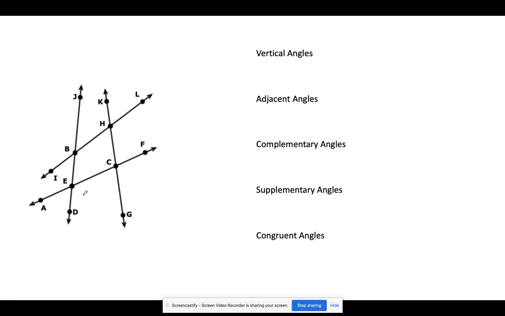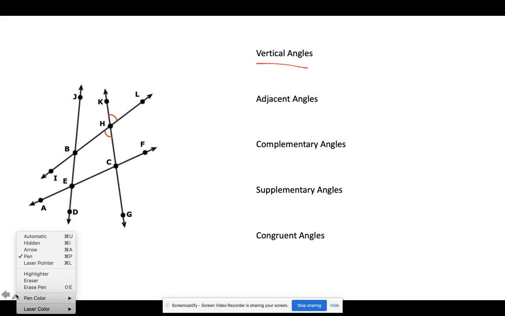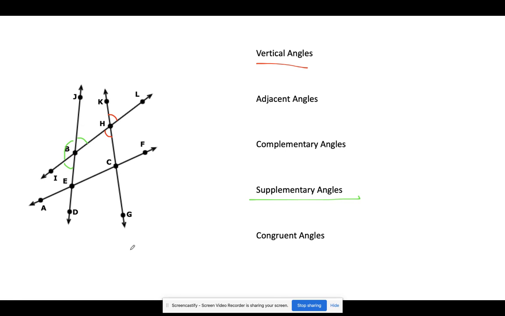Again, a lot more complex, but we have lots of vertical angles. So those red ones are vertical angles. We have lots of supplementary angles. For instance, this angle here and this angle here, or maybe these 2 would be considered supplementary. We have no complementary. We have many adjacent.